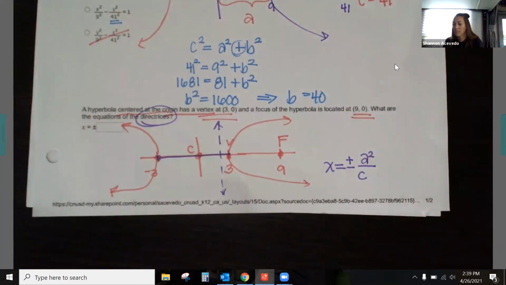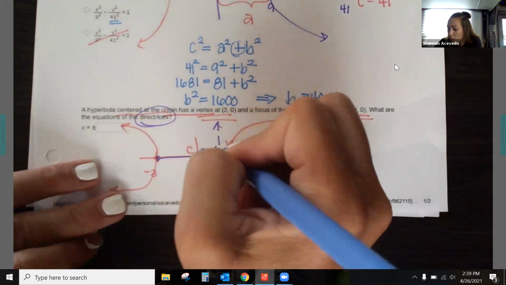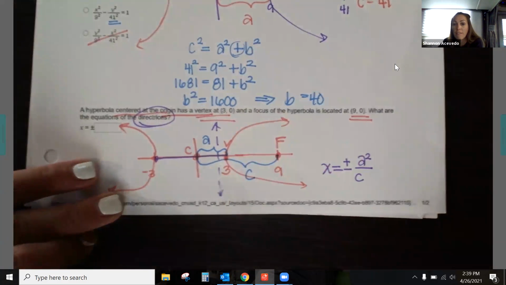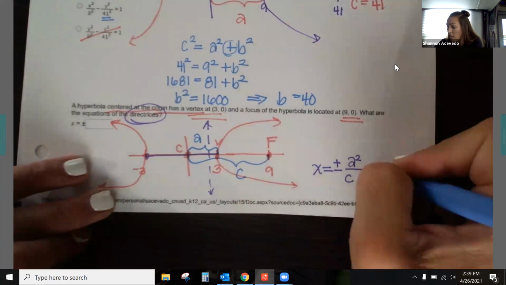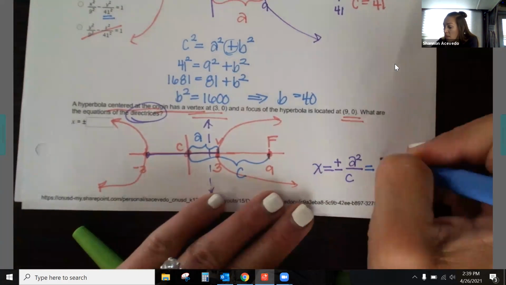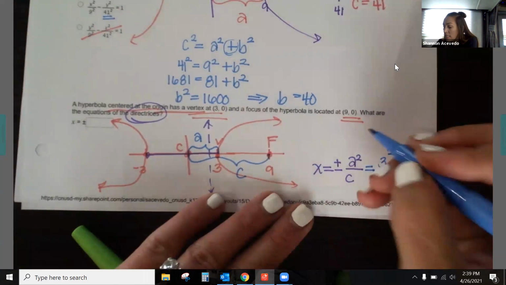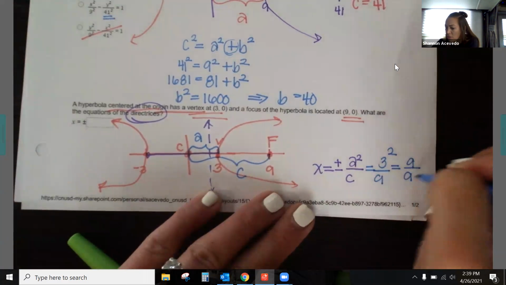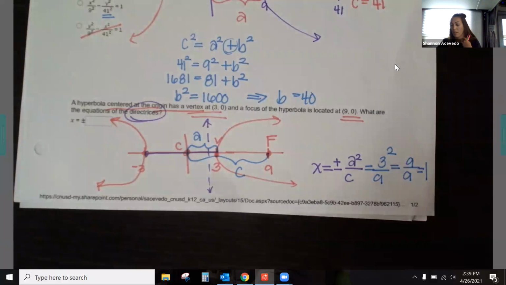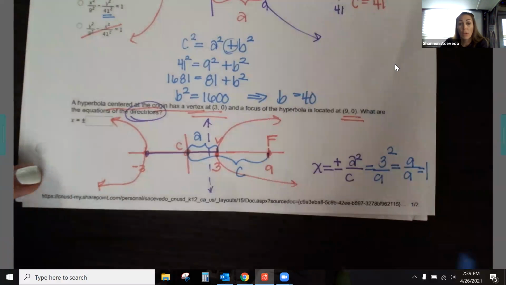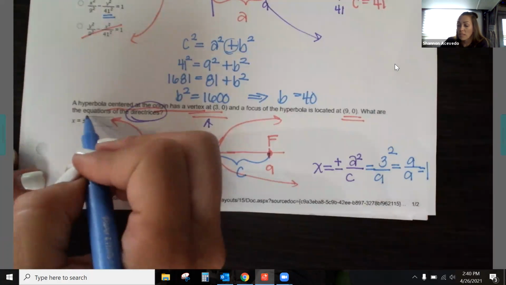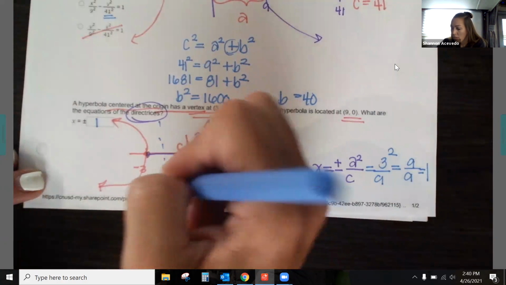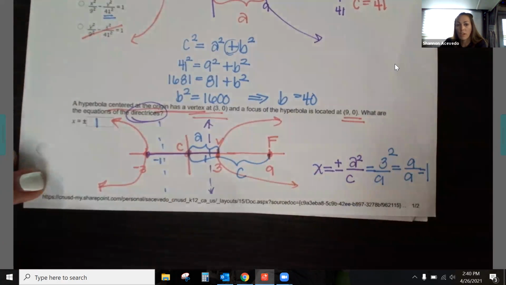So what is my A and my C? Well, the distance from my center to my vertex is A. The distance from my center to my foci is always my C value. So I pretty much have everything I need. I know that A is 3, so it's 3 squared. And I know that my C is 9. It's going to end up being 9 over 9, which is just the value of 1. So my directrices are going to be X equals plus or minus 1. So there would be 1 here, and there would also be -1 there, and +1 there.